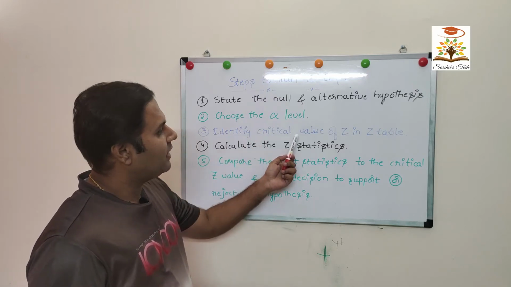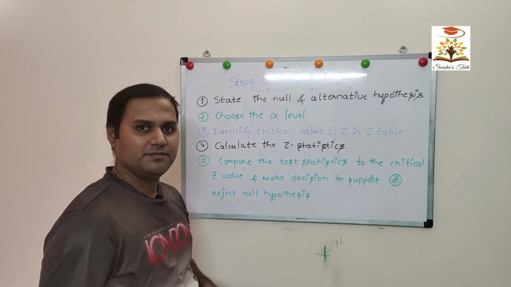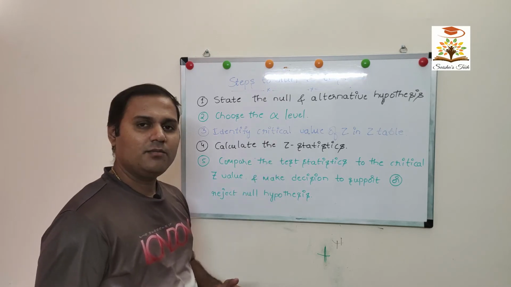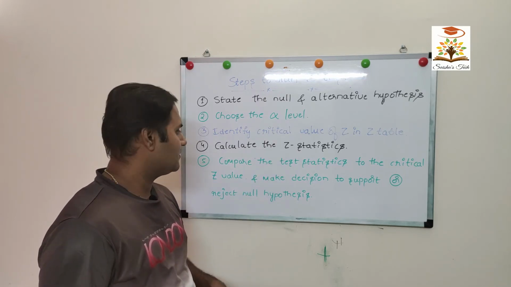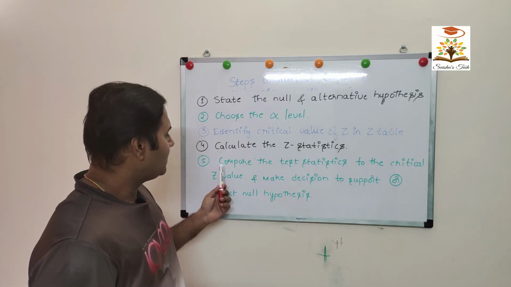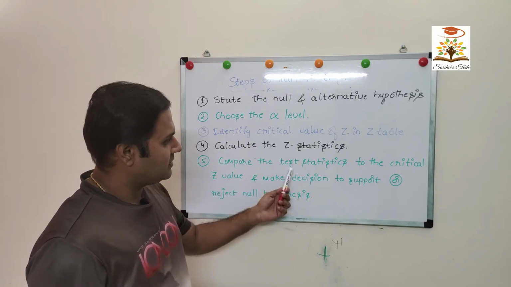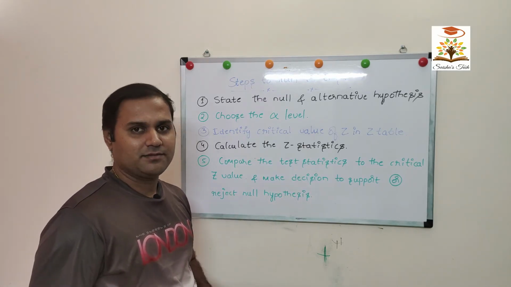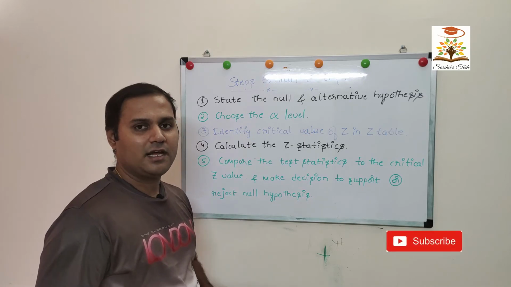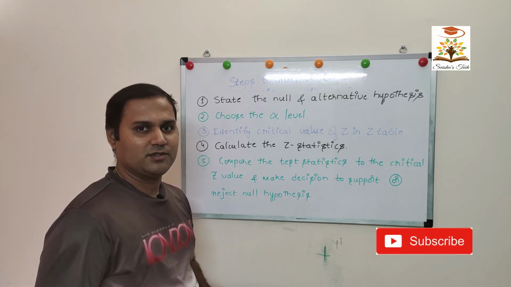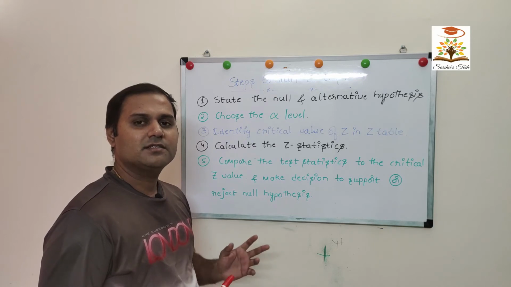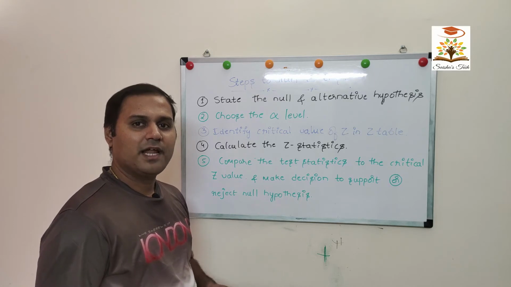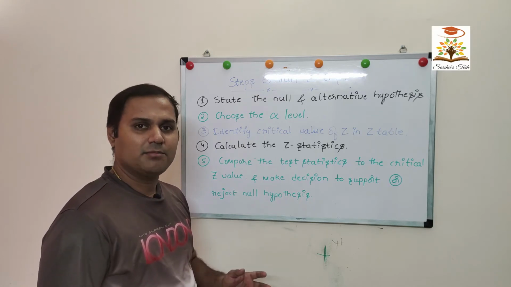Step 3, identify the critical value of Z in the Z table. Step 4, we calculate the Z statistic from the Z formula. And the last step is to compare the test statistic to the critical Z value and make the decision whether to accept the null hypothesis or reject the null hypothesis. These were the steps to run Z-test.